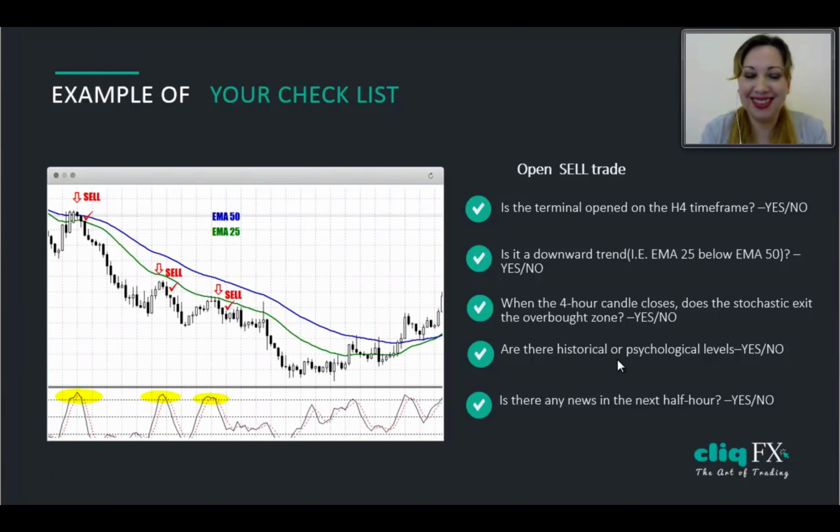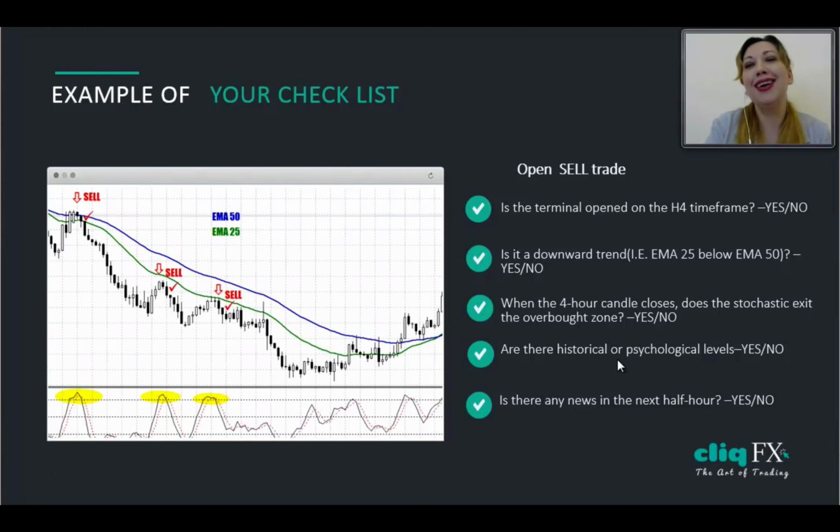You open, for example, a sell position. Number one, is the terminal opened on the H4 time frame? Because my trading strategy requires exactly the H4 time frame. Yes, no. Number two, is this a downward tendency? Meaning, is EMA 25 below EMA 50? Yes, no. Number three, when the 4-hour candle closes, does the stochastic exit the overbought zone? Yes, no. Do the historical levels and psychological levels exist at that time? Yes or no? Is there any news in the next half an hour?